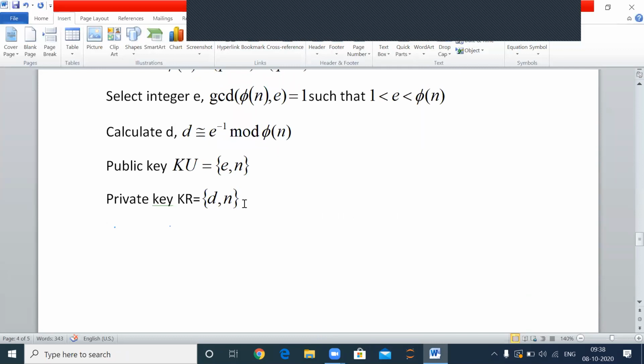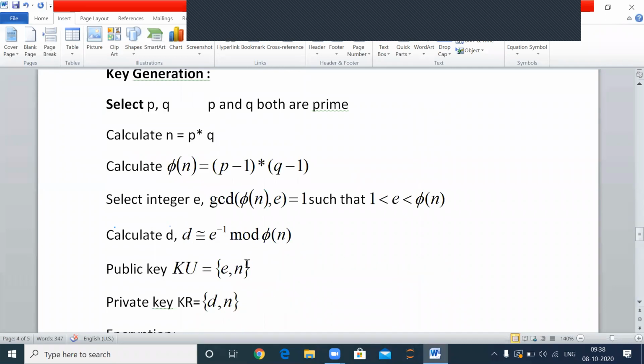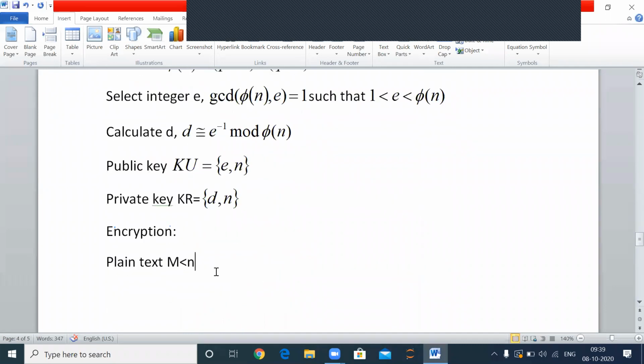So how to encrypt and how to decrypt? How is encryption done, and how can decryption be done? Here, in the encryption process, the plain text M has to be less than the calculated N, that is P into Q. We have to choose the plain text less than that value. Plain text is nothing but the readable format.